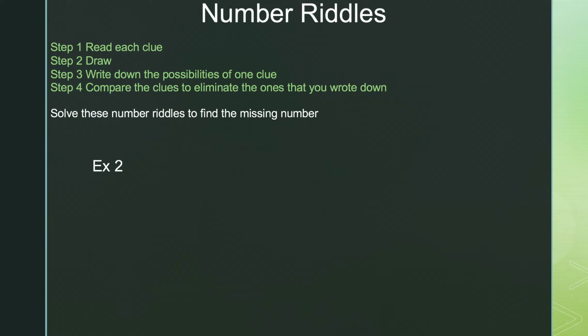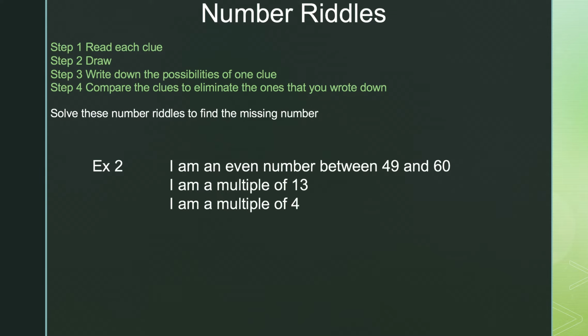Now let's take a look at example 2. Let's read each clue. I am an even number between 49 and 60. I am a multiple of 13. I am a multiple of 4. Now there are an infinite number of multiples, so I don't want to write down a bunch of multiples. But if we write down the even numbers between 49 and 60, there's only 5. So we've used that clue. We can get rid of it.